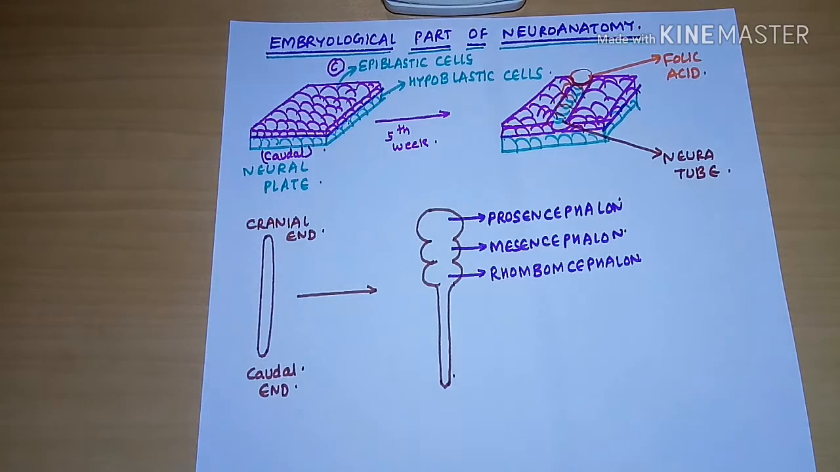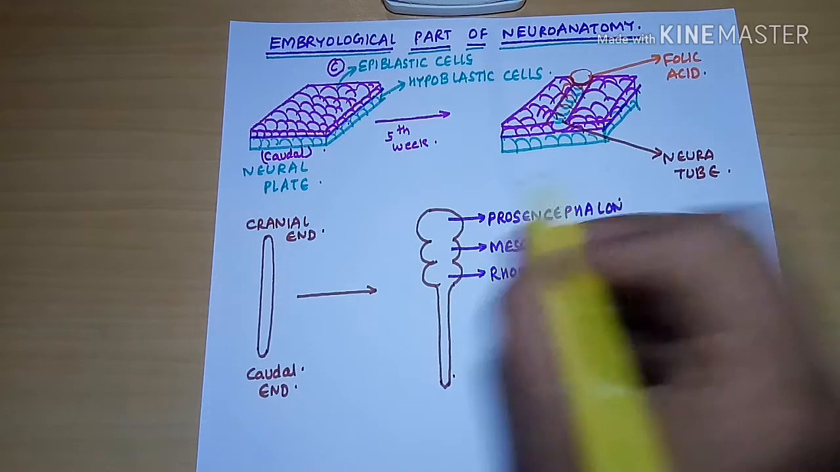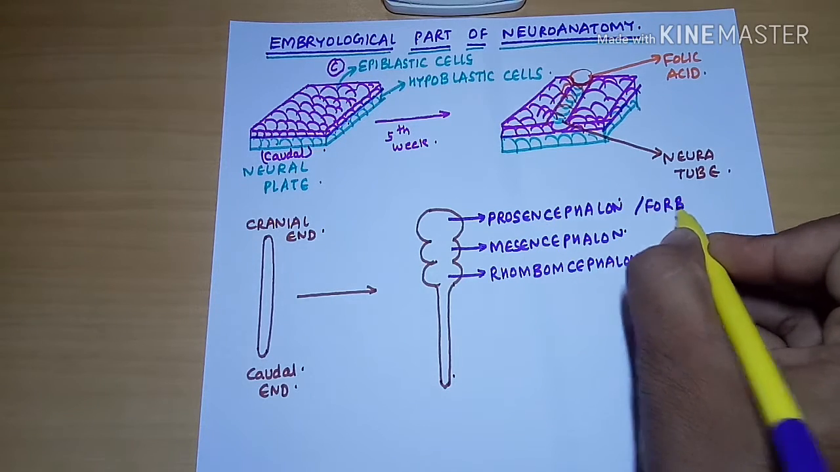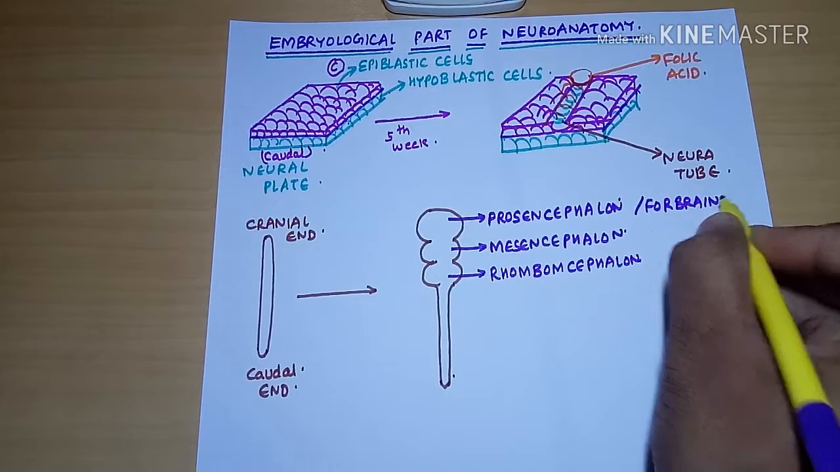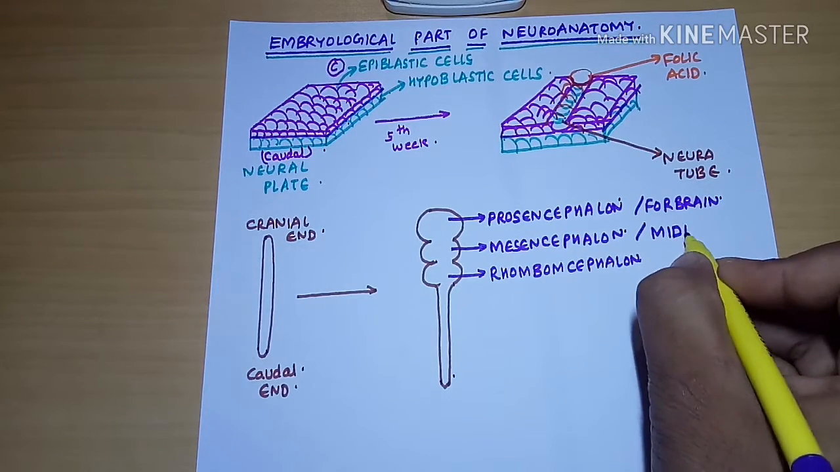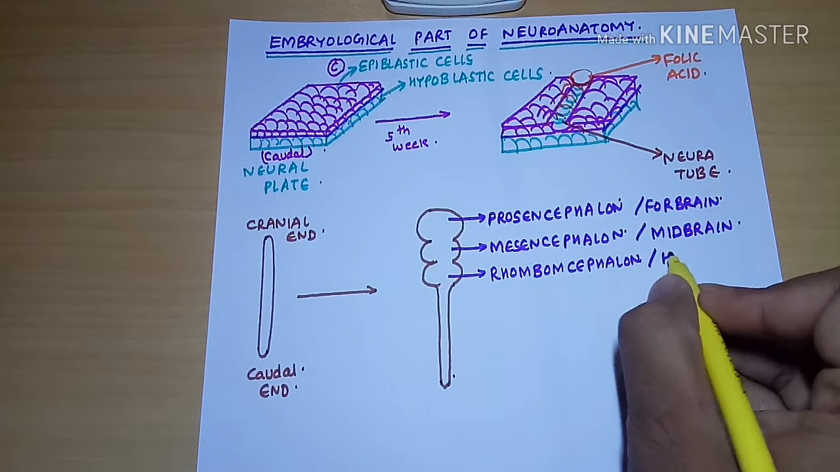The other name of the prosencephalon is the forebrain. The second one, the mesencephalon, is also named the midbrain, and the rhombencephalon is the hindbrain.